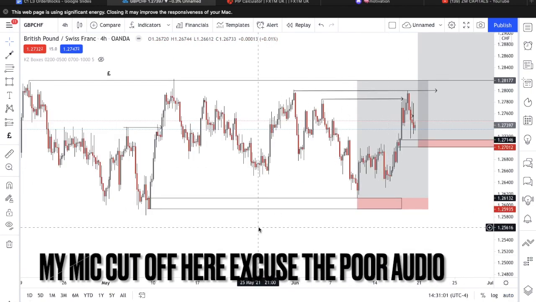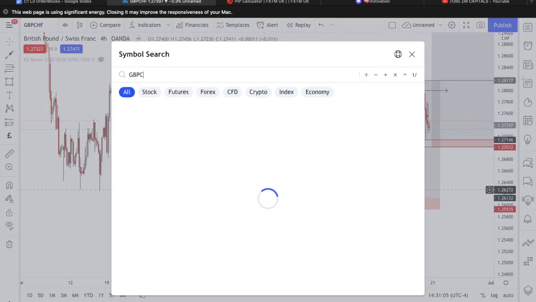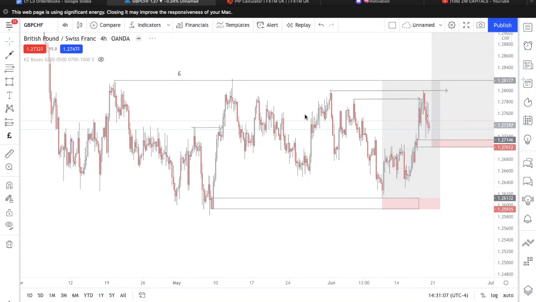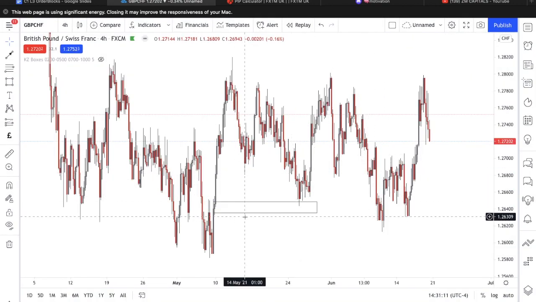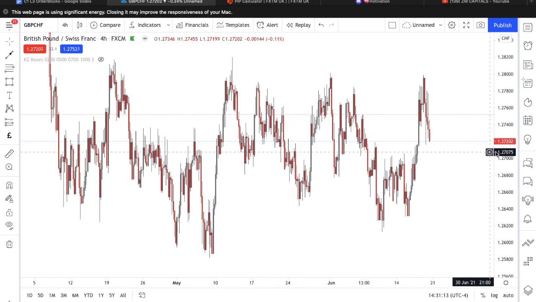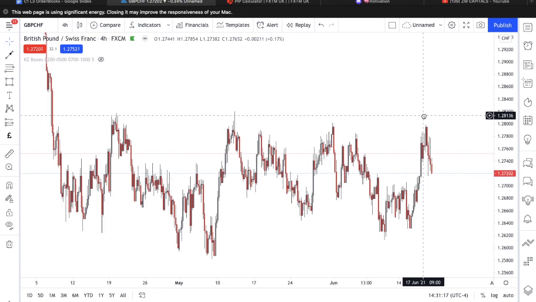Examples of trading order blocks on a live chart. Now let me actually clear up this chart for you guys, and let's get straight into it. So, how I took this trade and why I took it. Let's ignore that for now. Clear up the chart. So, first things first.